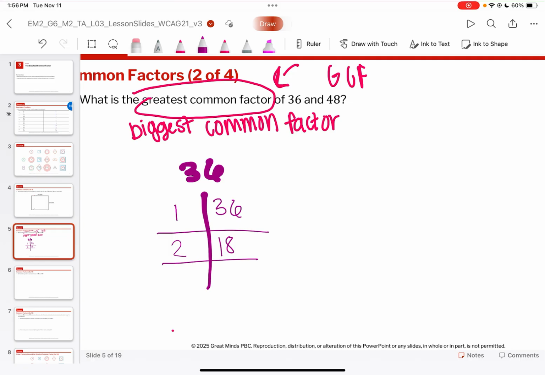2 times what? 18. If I'm not sure, can I divide 36 by 2? Yes, sure. What about 3? Is 3 a factor of 36? Yes. Here's a hint: if I add up the digits, 3 and 6, what do I get? 9. Is that divisible by 3? Yes, so it has to be a factor. 3 times what? 12.